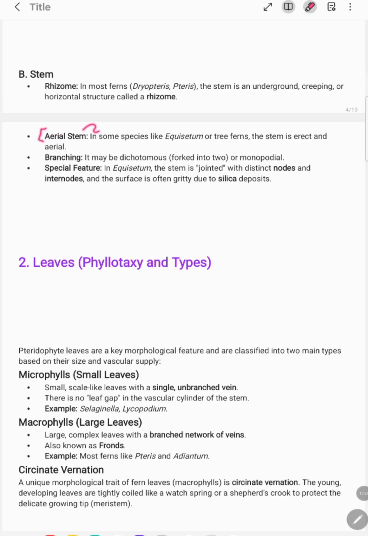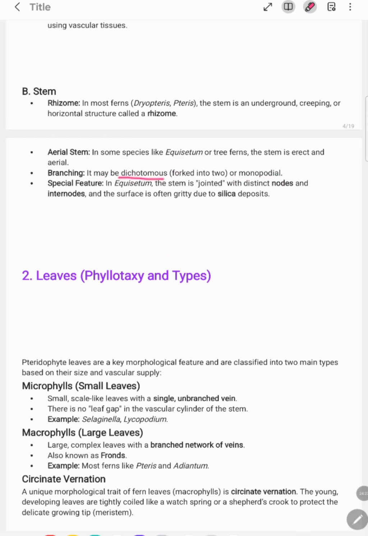Another type is the aerial stem. In some species like Equisetum or tree ferns, the stem is erect and aerial. The stem is erect, meaning straight above the surface against gravity, and aerial in nature. Now the branching. It may be dichotomous or monopodial. Here we are getting two terms, dichotomous and monopodial.